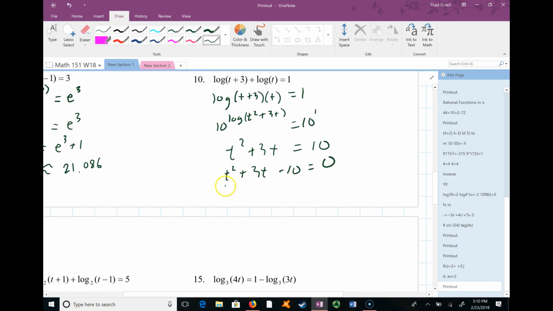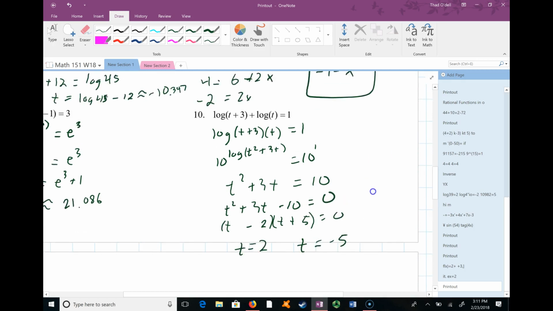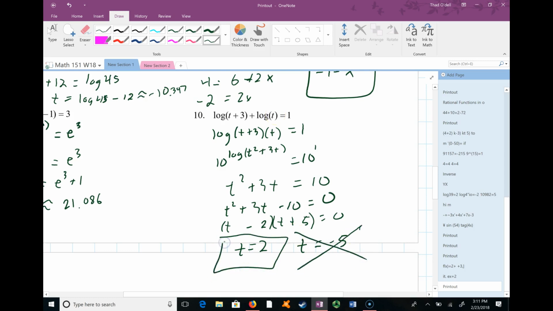And I think I can factor that, actually. Oh yeah. t and 5 and 2. Positive 5, negative 2. So that means t is equal to 2, or t is equal to negative 5. Got to check it to make sure. If I plug a negative 5 in there, I get log of negative 5, which can't be. So that's the extraneous solution. Kick it out. And that's my only answer.